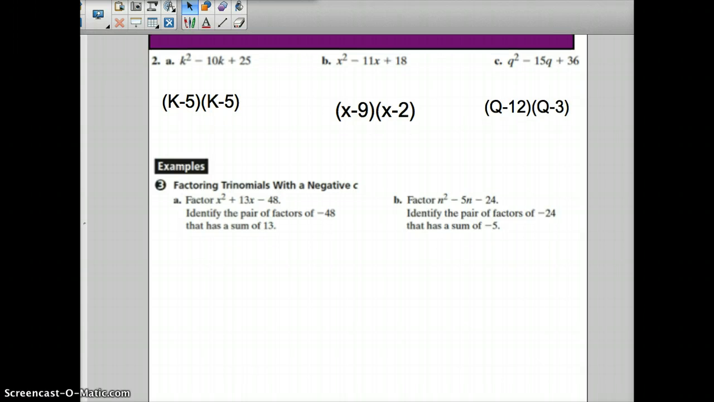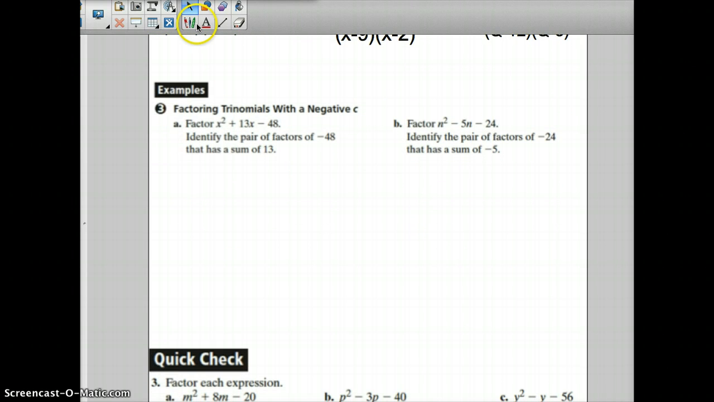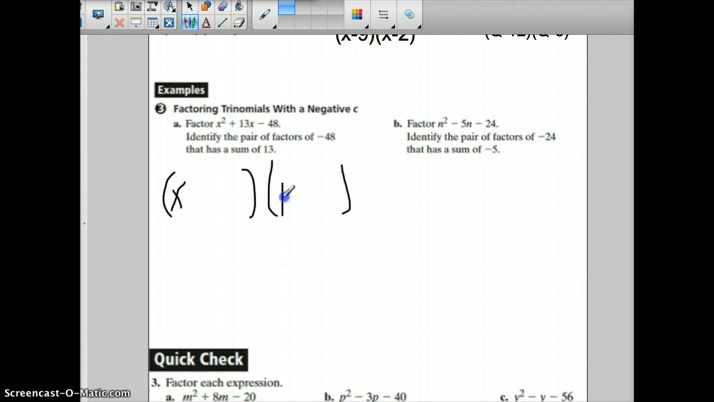Let's look at the next example here. We are now factoring trinomials and we have a negative c value, so this is going to require a little bit more work on our part. If you start to think about your binomials again, your first term is going to be x still, because we have x squared as our first term in the trinomial. So our first term in both binomials is going to be x and x.